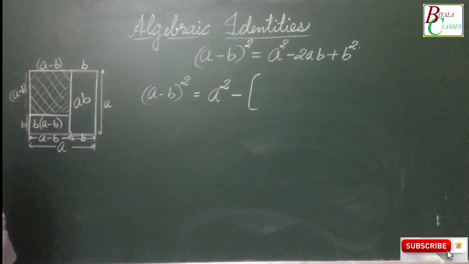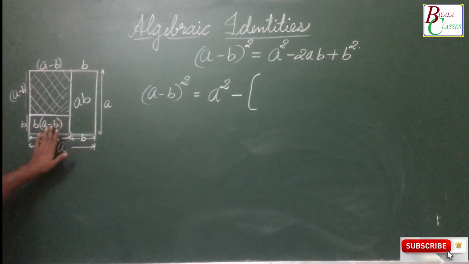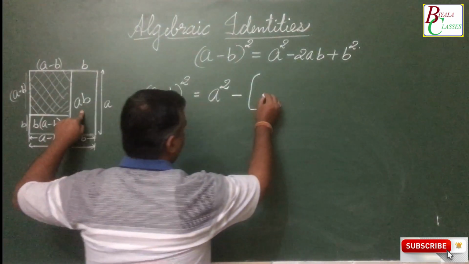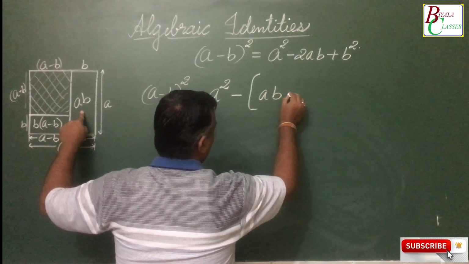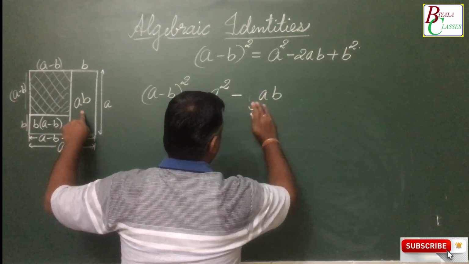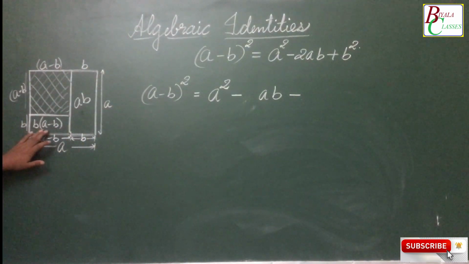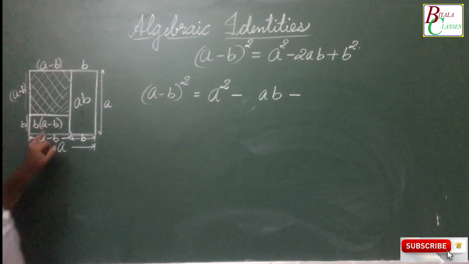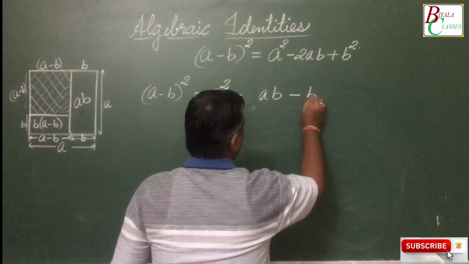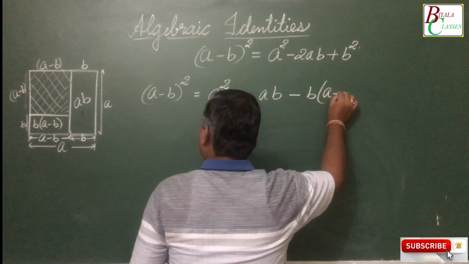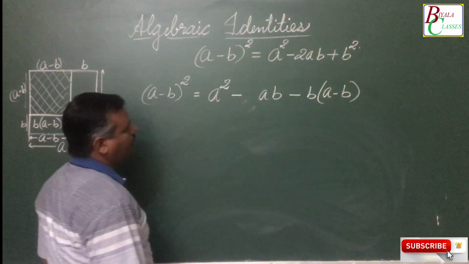now from the whole area, what will we subtract? We will subtract these two rectangles. So the area of the first rectangle is AB, and what else do we have to subtract? We have to subtract the area of the second rectangle also. So if you take the second rectangle, the area is minus B multiplied by A minus B.